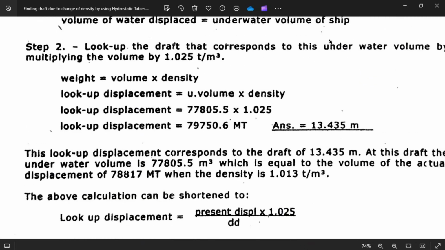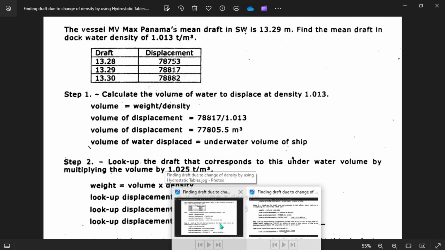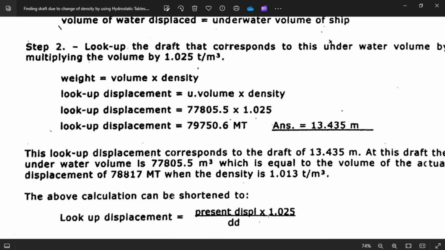Why are there two? What happened? Okay, so I have to take out the other one.